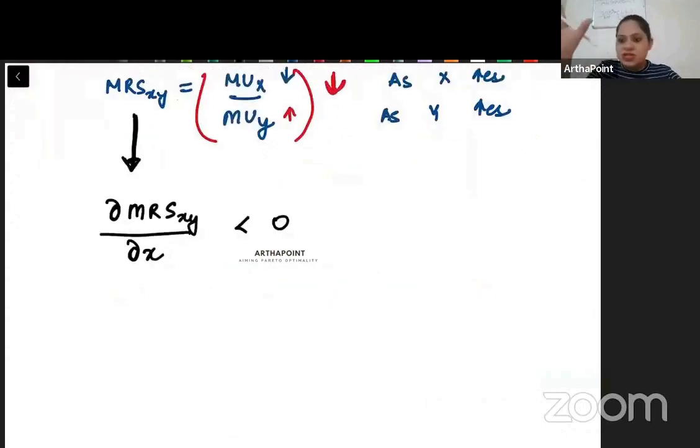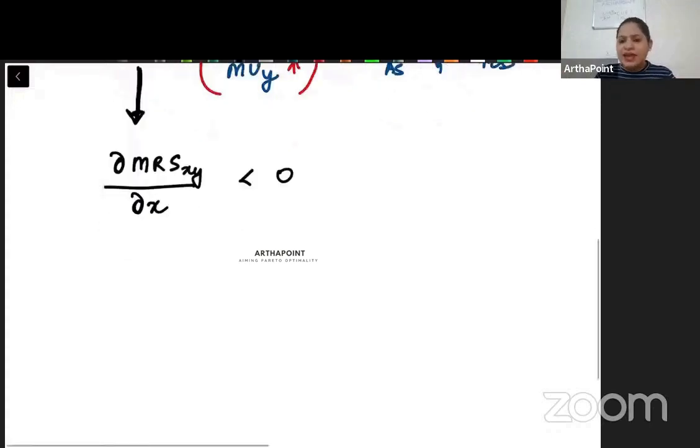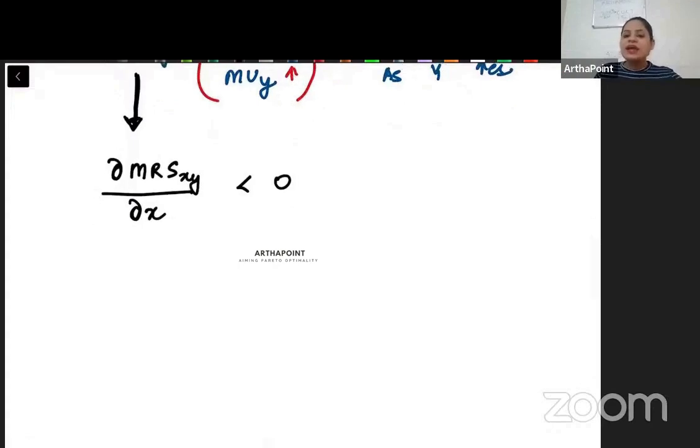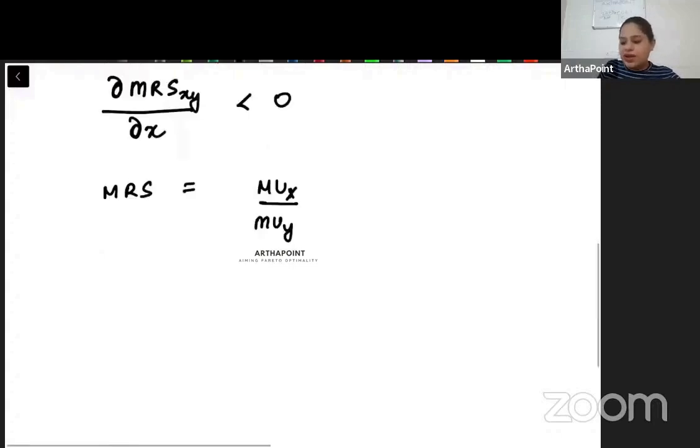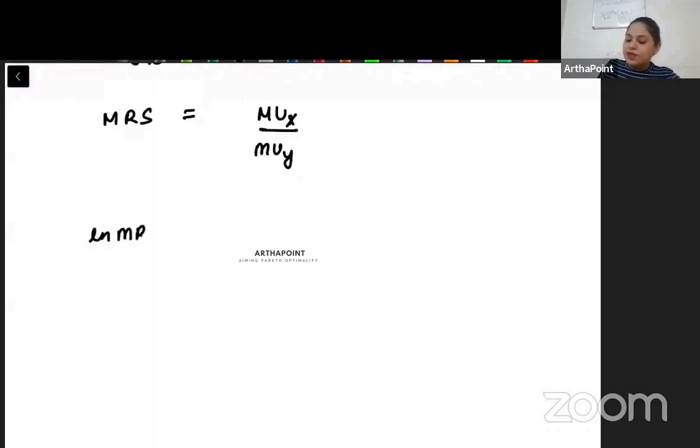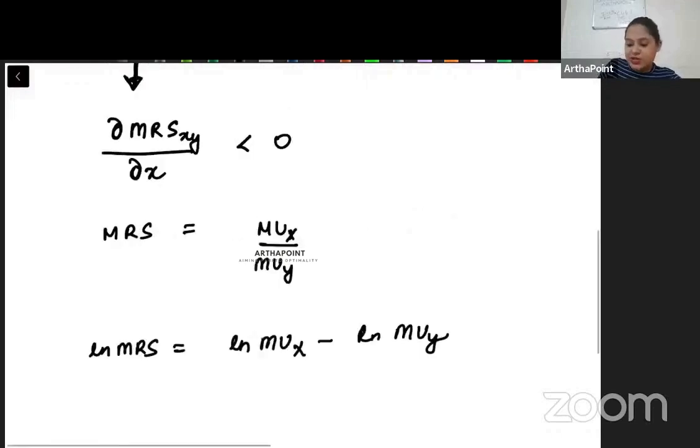So this condition should be satisfied, right? In order to show that this is diminishing. Now what can I go ahead and do? I can use the formula that MRS is MUX by MUY, and let's try to take log on both sides. So ln MRS will be ln MUX minus ln MUY. And I need to differentiate this with respect to X because I need to find this condition.